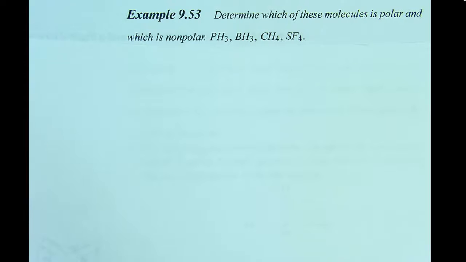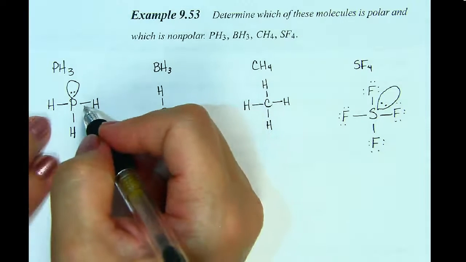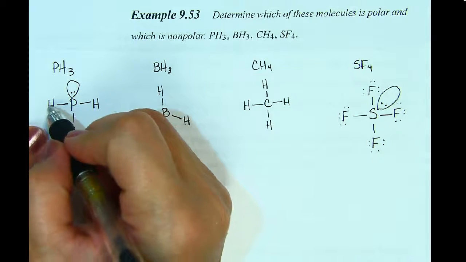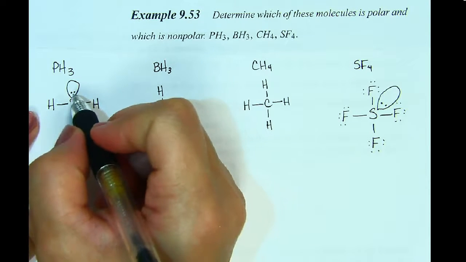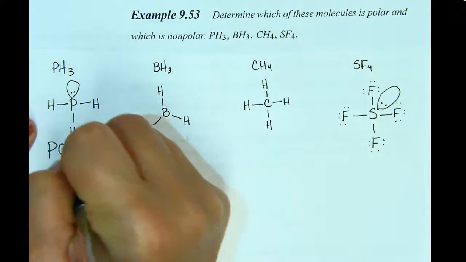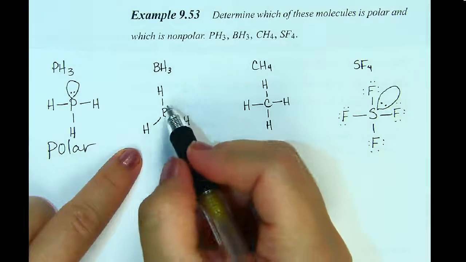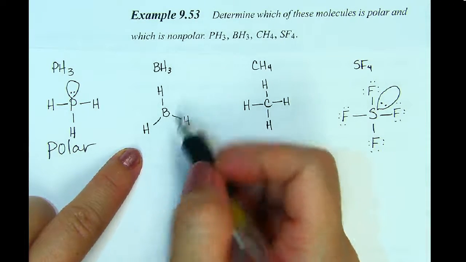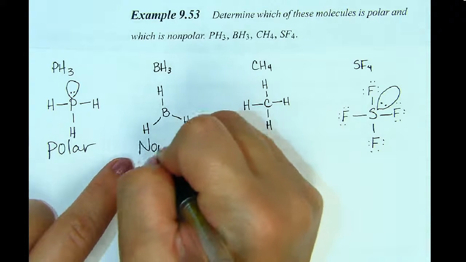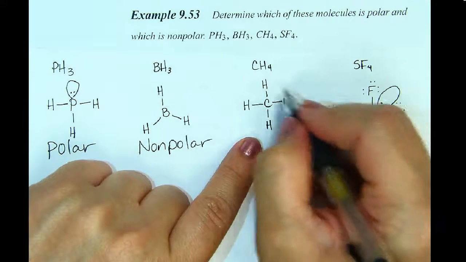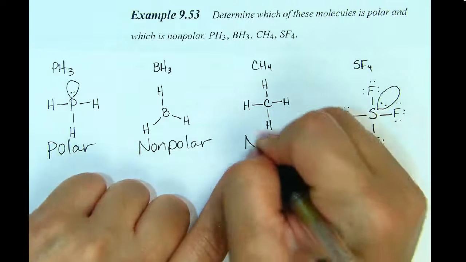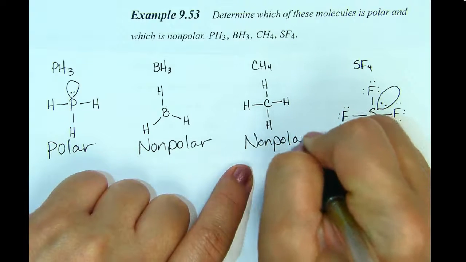So let's draw the Lewis structures first. First, let's look at PH3. We have a total of four domains. Three of them are identical, but the fourth one is not. So this molecule is going to be polar. Here we have three domains. They're all identical, so this is going to be nonpolar. Here we have four domains. They are all identical, and so this one will also be nonpolar.